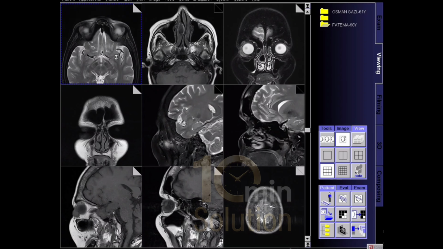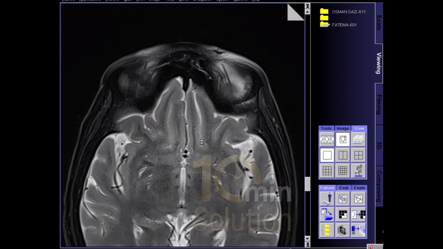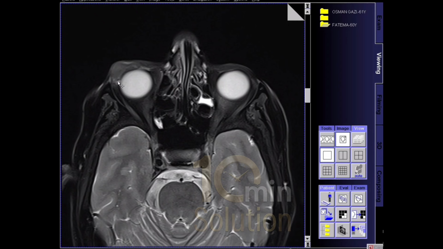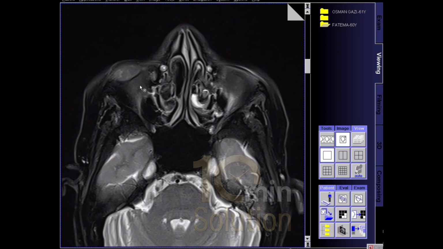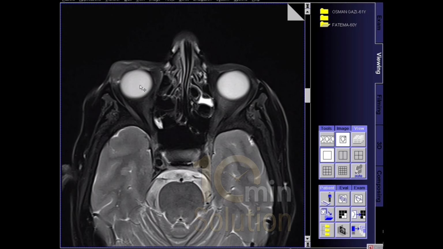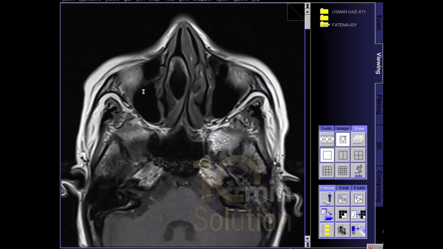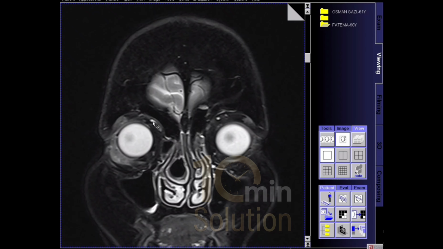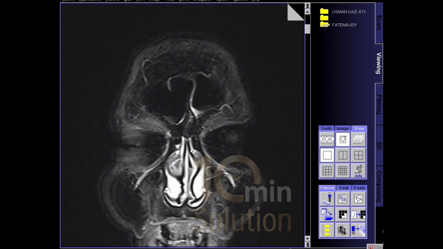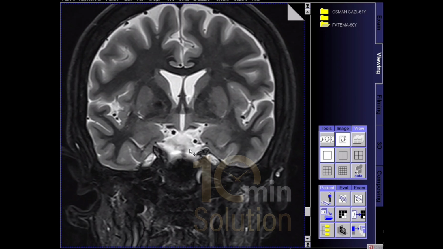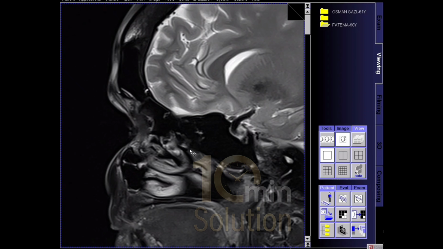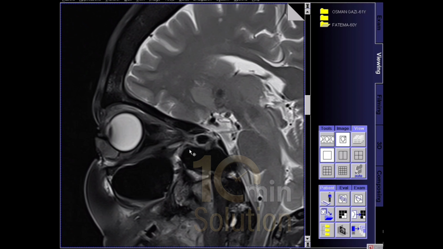This one is the transverse image. Look here, and look at this area. This one is the pathology in this patient. This one is the T1 transverse image. Look, and this one is the post-contrast coronal image, and this one is the sagittal image.